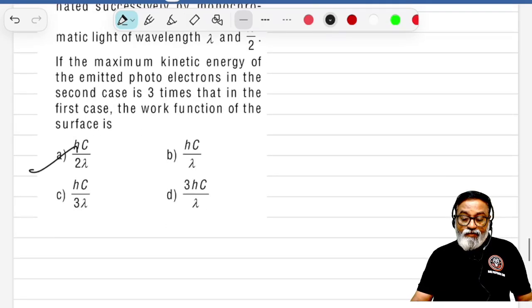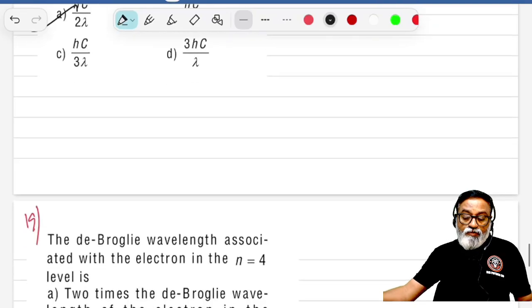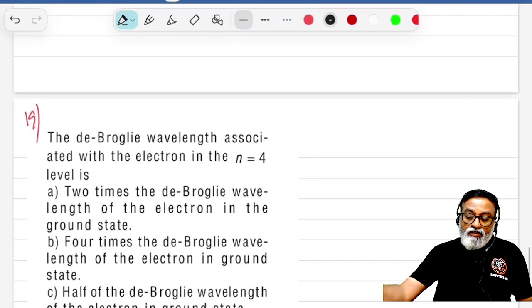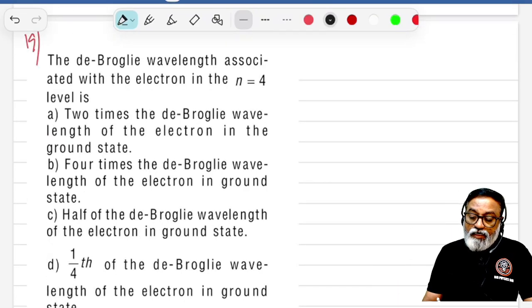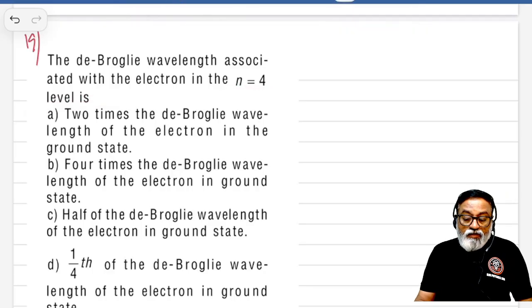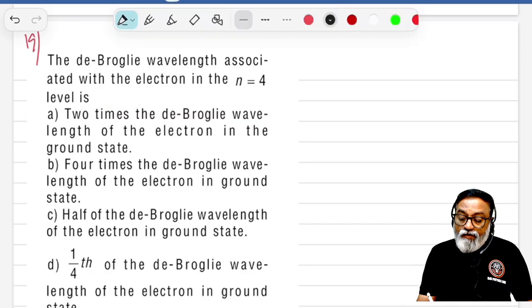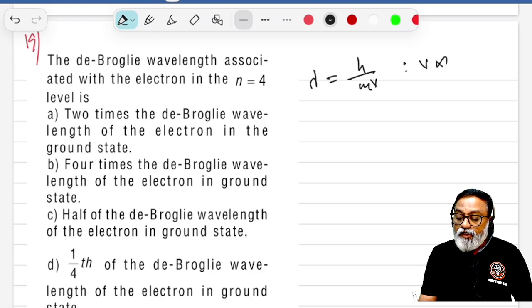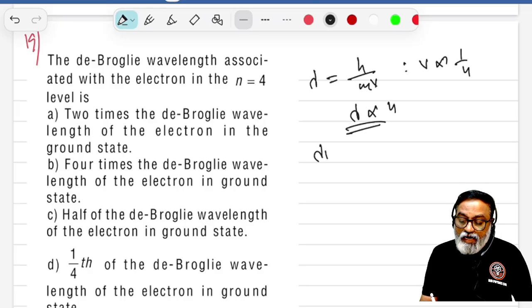Next one. The de Broglie wavelength associated with electron in n is equal to 4 level is. So here lambda is equal to h by mv. v is proportional to 1 by n. Therefore, lambda is proportional to n. Therefore, lambda 1 by lambda 2 is equal to n1 by n2.